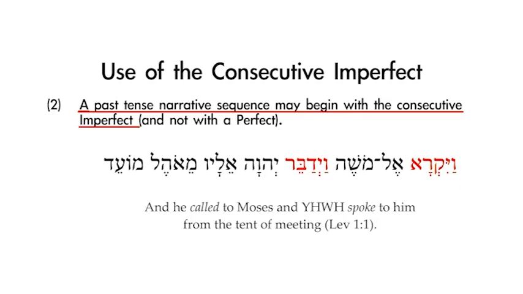Vayiqra el Moshe, vaydabber Yahweh elav me'ohel mo'ed. Translated, and he called to Moses, and Yahweh spoke to him from the tent of meeting. Here we have two consecutive imperfect verbs that make up the past tense narrative sequence. Notice that we're not translating these imperfect verbs as we did back in chapter 15 with an imperfective value. We're translating them as perfect verbs. Why? Because they're prefixed with the waw consecutive.